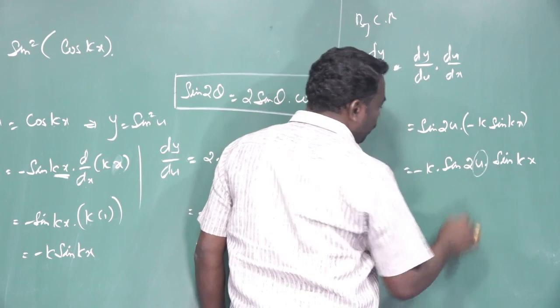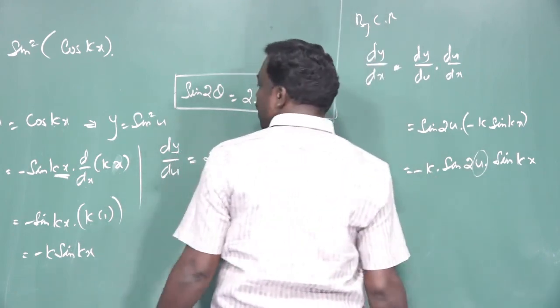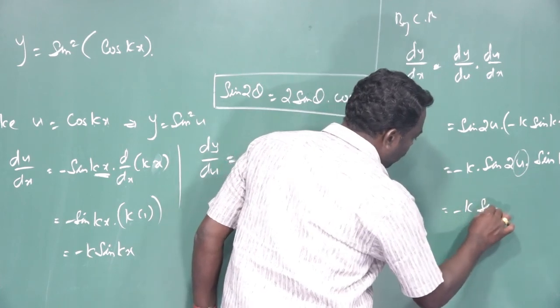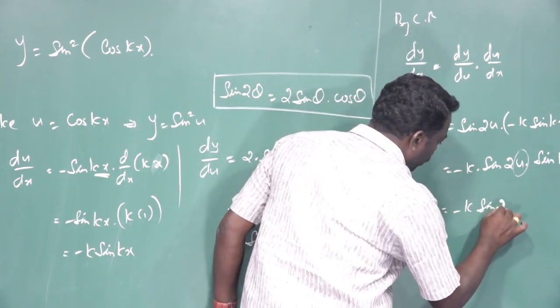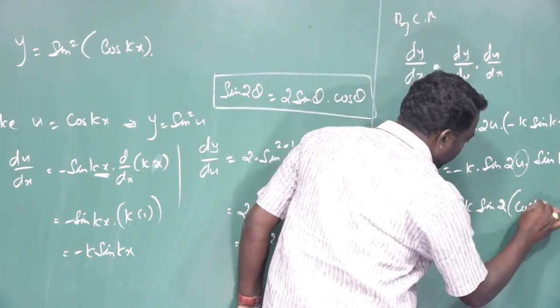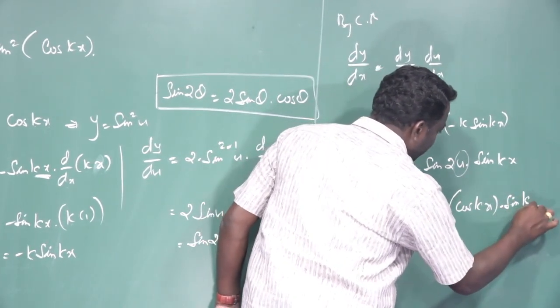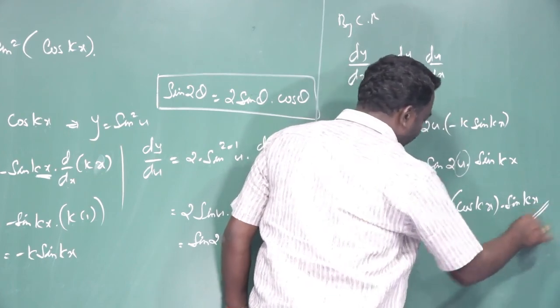Now just substitute the value of u. What is u? u is cos kx. That is equal to minus k into sin of 2 times cos kx, within the bracket, into sin kx, and this is the final simplification.